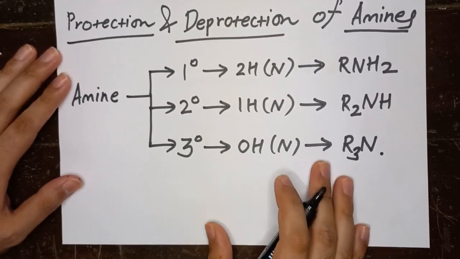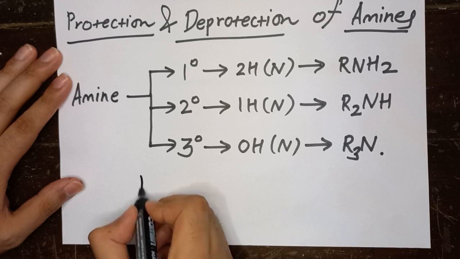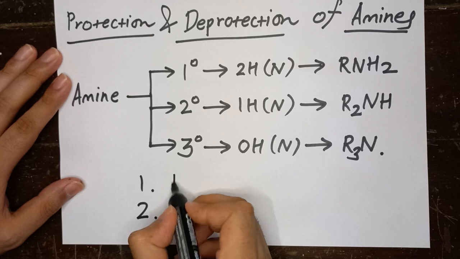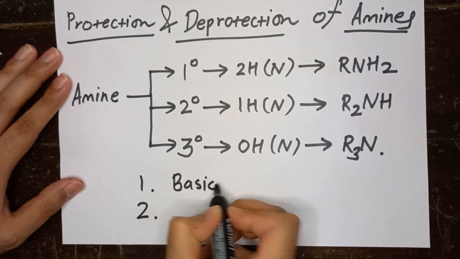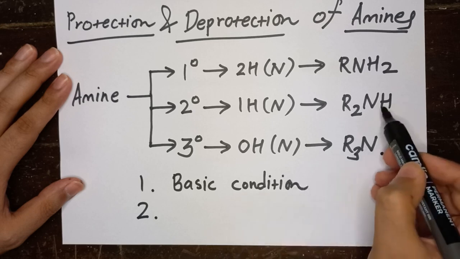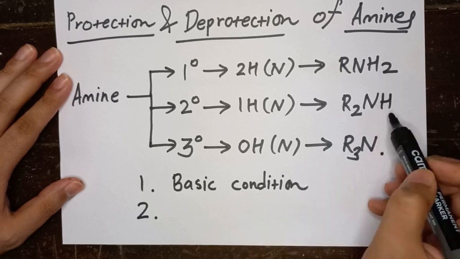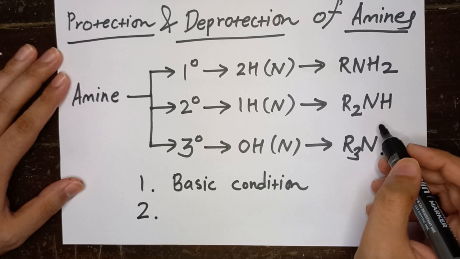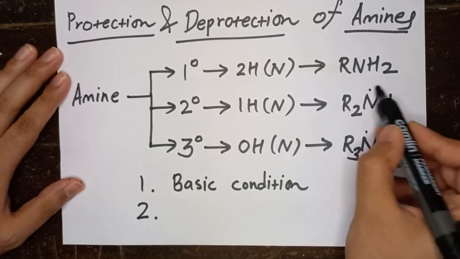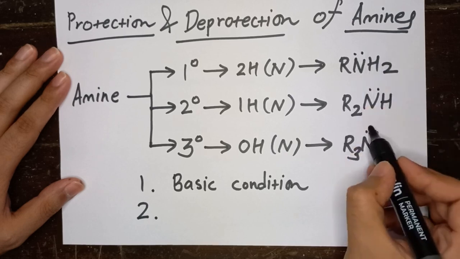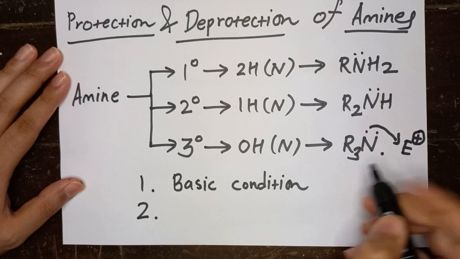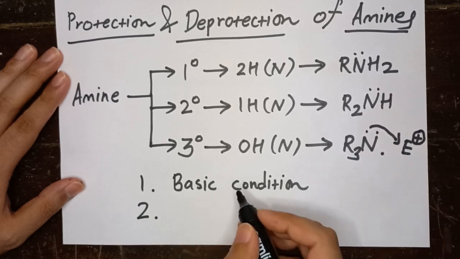Now why do we need to protect amine? There are a total of 2 reasons why we need to protect amine. Under basic condition, the hydrogen of nitrogen can get deprotonated. This is the first reason why we need to protect amine. And the second reason is the nitrogen lone pair can attack an electrophile. So to avoid this, we also need to protect amine.